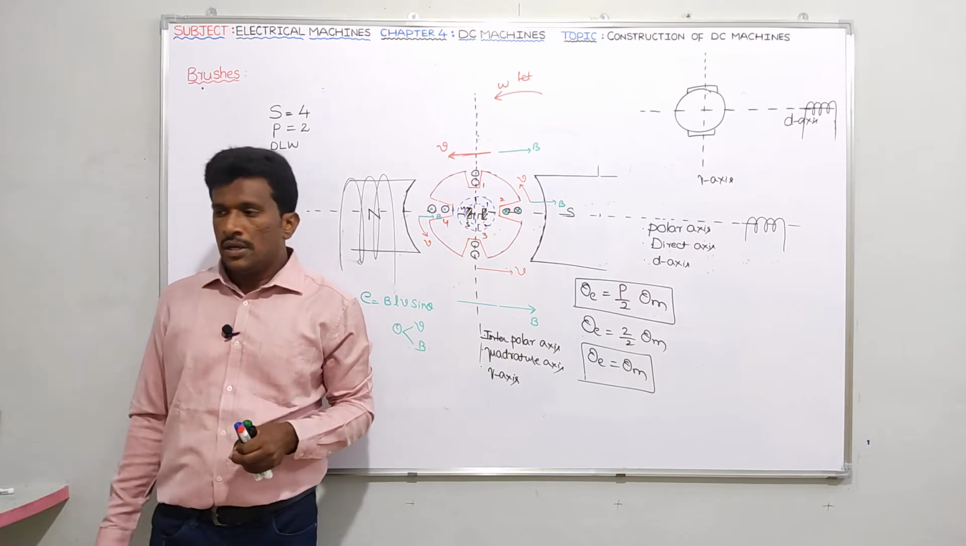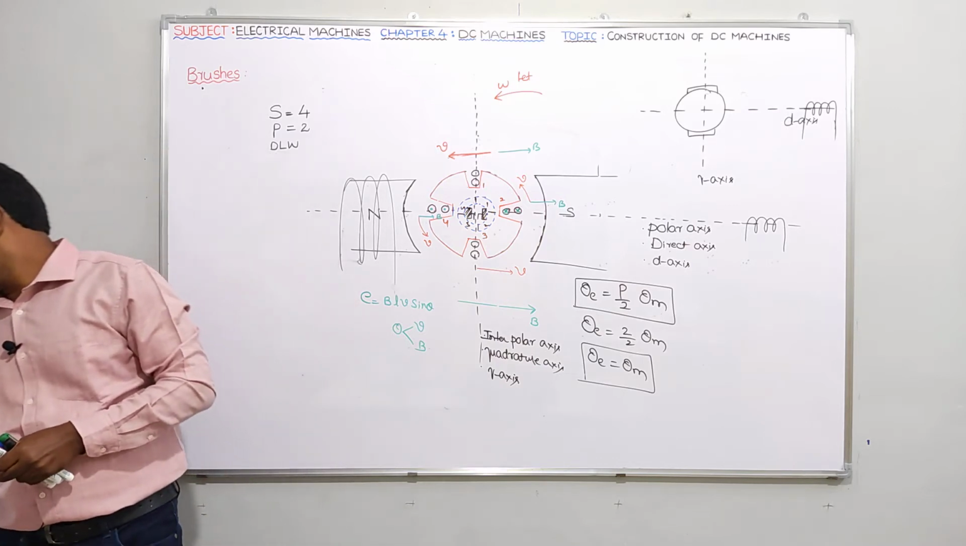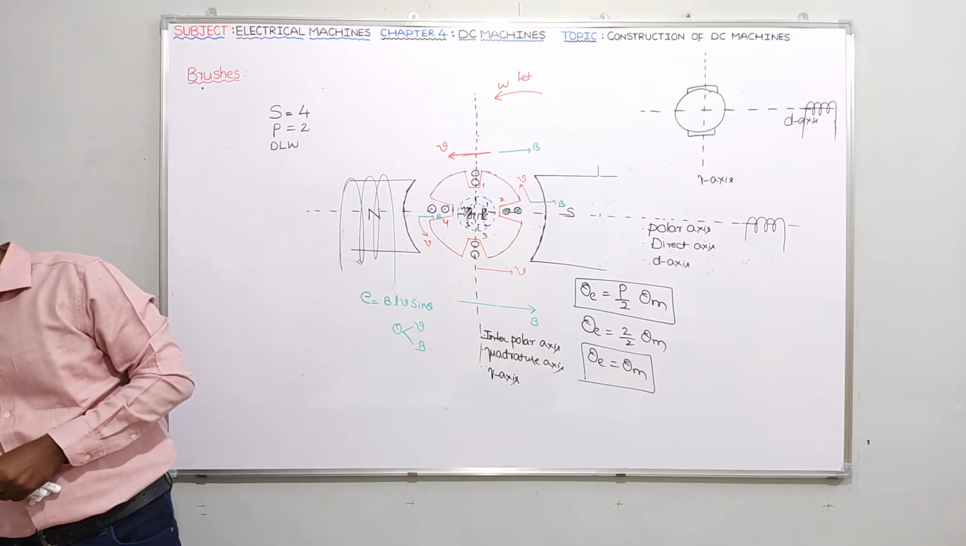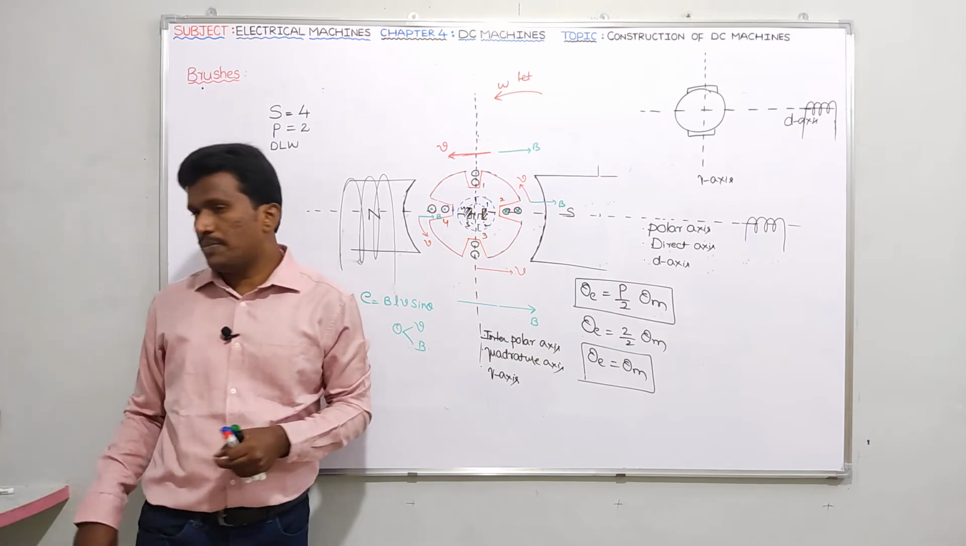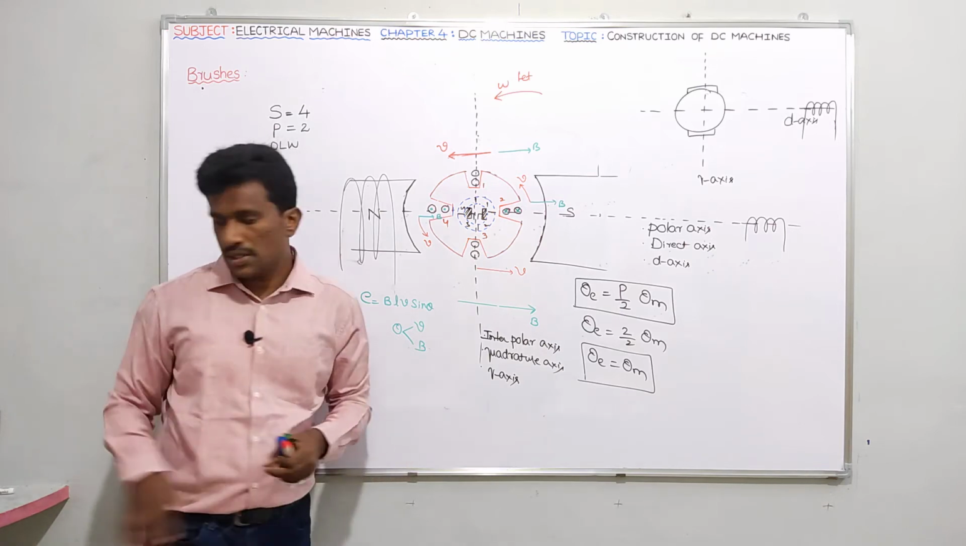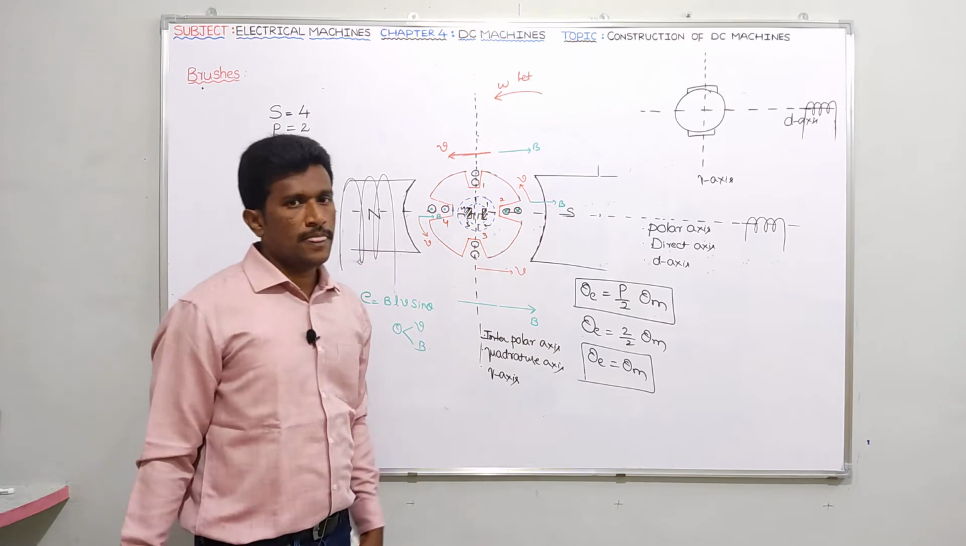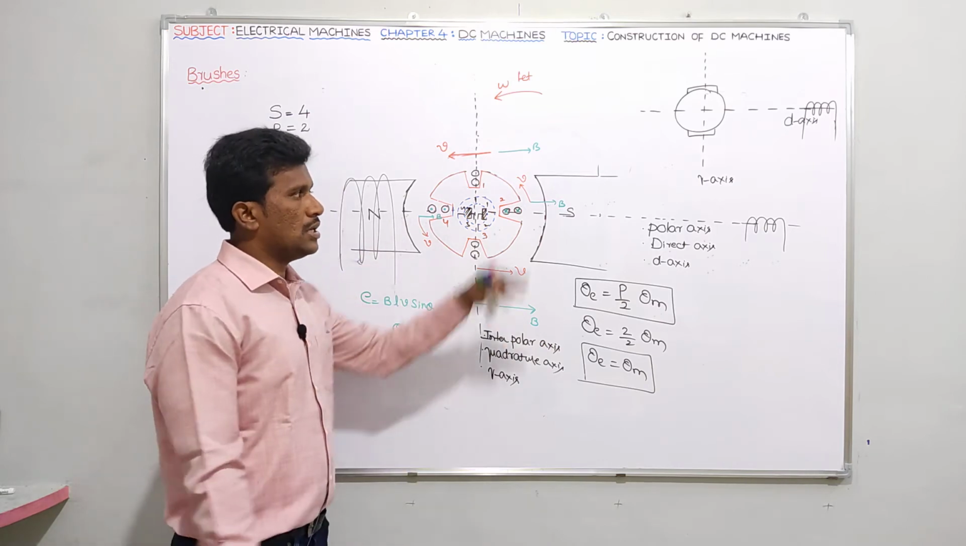Is it clear guys? Please try to understand. This will be useful for us. They may ask in some competitive examinations. So generally where brushes will be placed, all those things will be asked. Okay, just try to remember that. Practically we'll place brushes along the D axis, but generally we'll be showing along the Q axis.